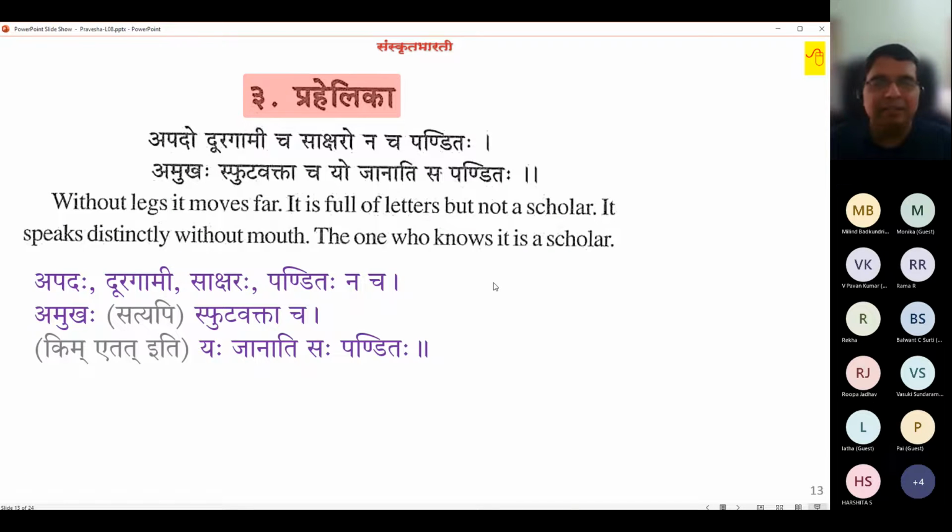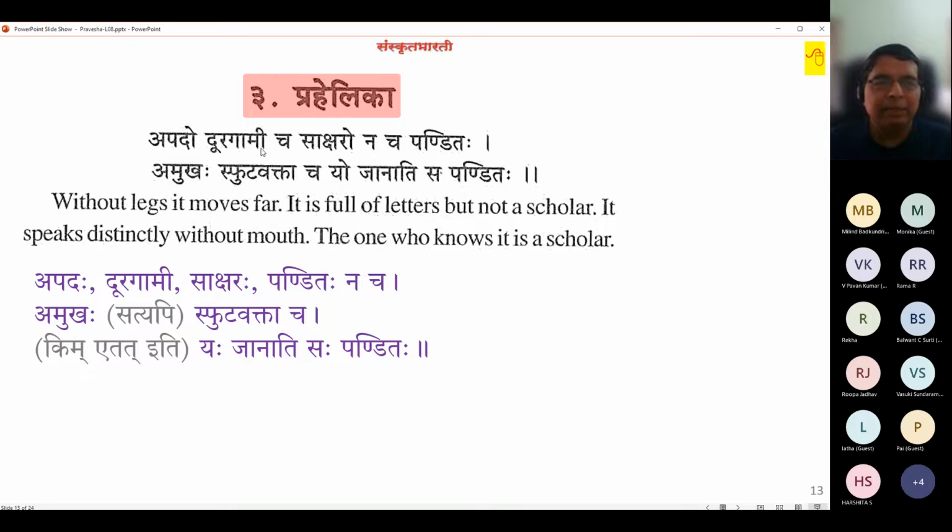So Prahelika. Let us do one more section before we move on to Sunday. So today's quiz, Prahelika, is this one. It doesn't look too difficult. Let us see.